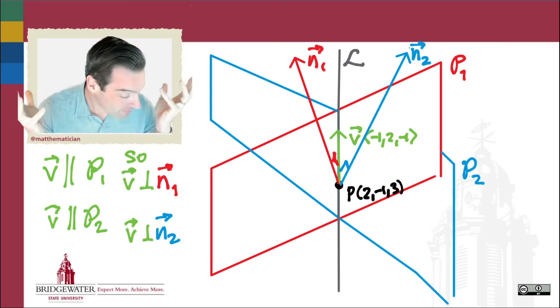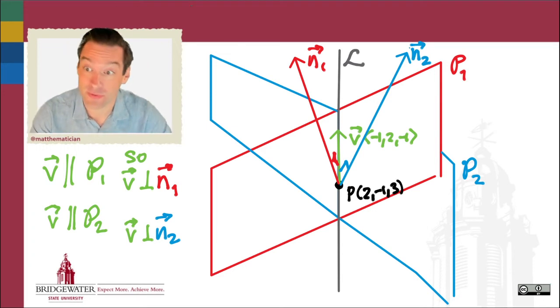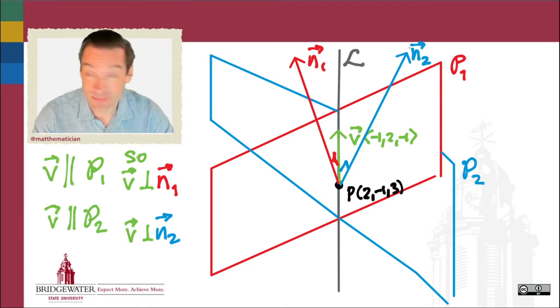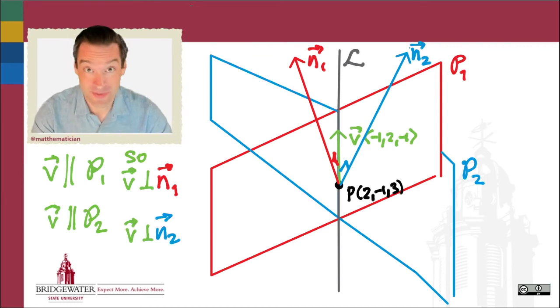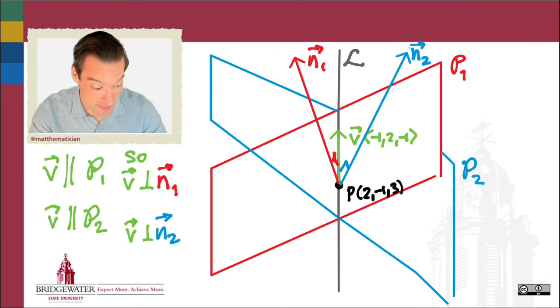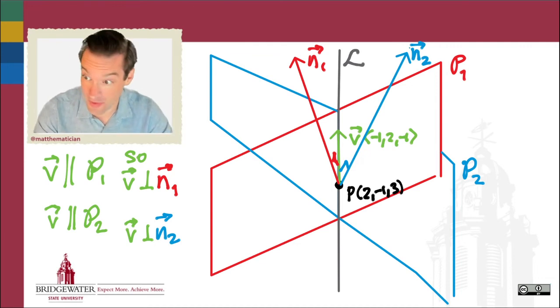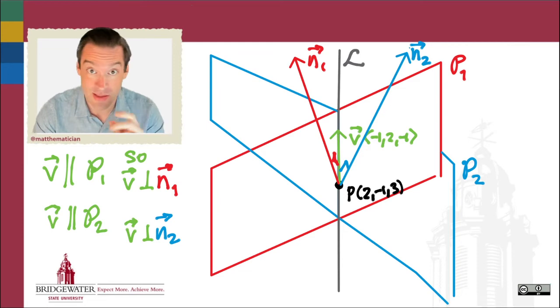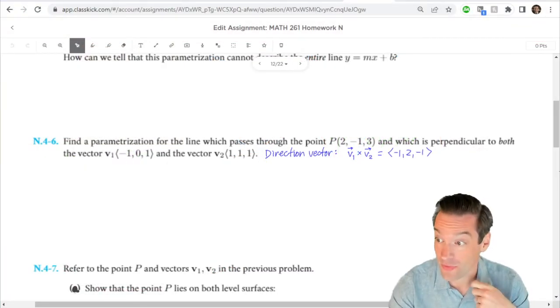And so if I want to find a direction perpendicular to both normal vectors, I should just find the cross product of those two normal vectors, right? That gives me a direction that's perpendicular to both of them. And so it's not an accident, and you've made the connection here between these two problems on the homework, right?